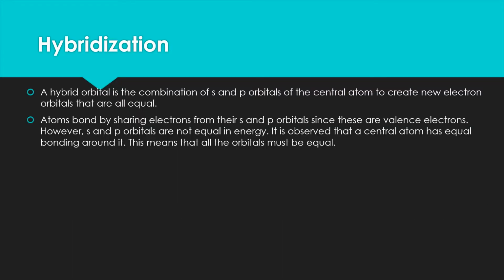A hybrid orbital is a combination of s and p orbitals of the central atom to create new electron orbitals that are all equal. So atoms bond by sharing electrons from their s and p orbitals, their valence electrons. However, our s and p orbitals are not equal in energy. It is observed, however, that a central atom has equal bonding around it. So this means that all the orbitals that are being used to bond must be equal. So something has to happen with our s and p orbitals to make them equal. And what happens is called hybridization.